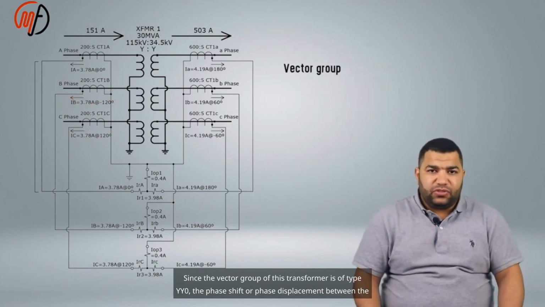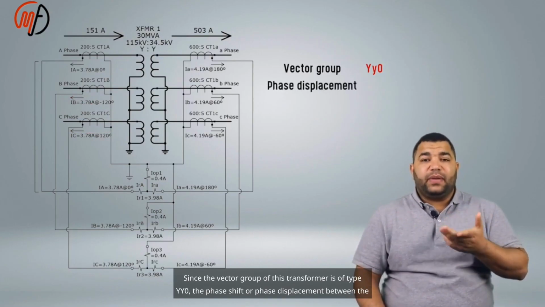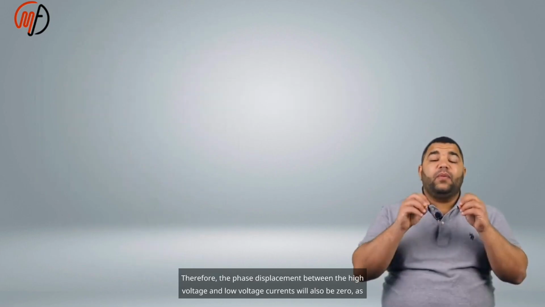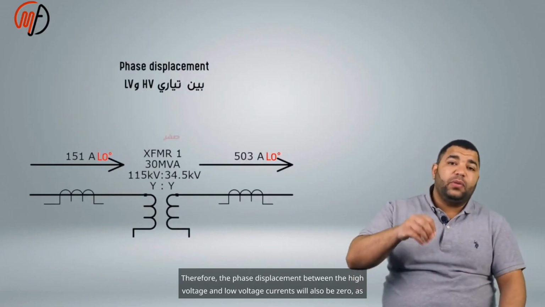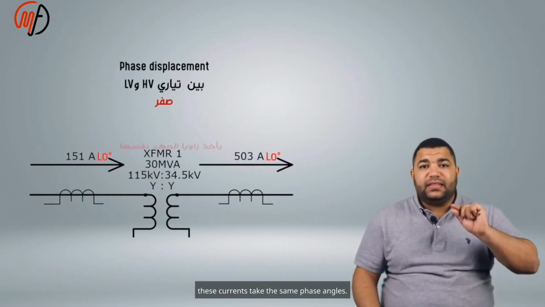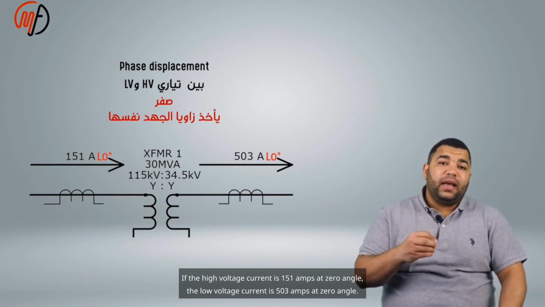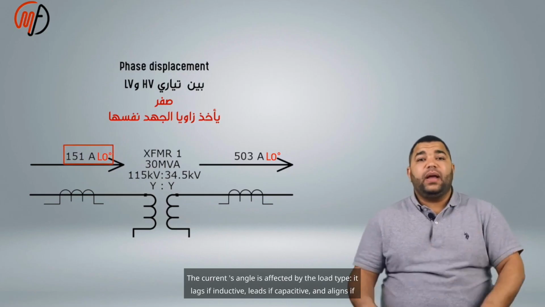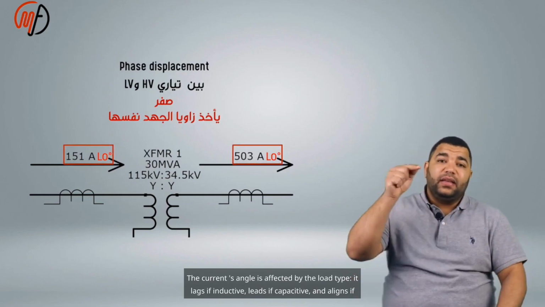Since the vector group of this transformer is of type YY0, the phase shift or phase displacement between the high voltage and low voltage sides is 0. Therefore, the phase displacement between the high voltage and low voltage currents will also be 0, as these currents take the same phase angles. If the high voltage current is 151 amps at 0 angle, the low voltage current is 503 amps at 0 angle. The current's angle is affected by the load type. It lags if inductive, leads if capacitive, and aligns if resistive.